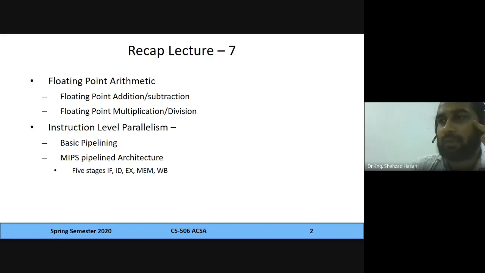Then we came to the next topic, which was instruction level parallelism. We are going to continue with that topic in this class as well. So we started with the concept of pipelining. When you're talking about instruction level parallelism, we are talking about running more than one instruction at a time. So there is some overlap between instructions. It's not about running all the instructions in parallel. It's about doing that in an overlapped way, such that you don't use a lot of resources.